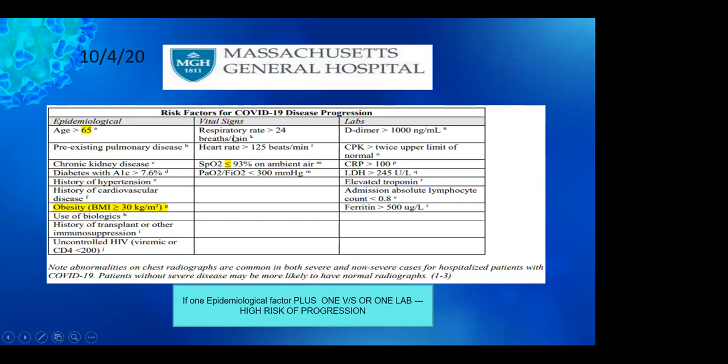So what are the vital signs? Respiratory rate more than 24, heart rate more than 125, saturation less than 93 on room air, and PF ratio less than 300. And in the labs: D-dimer more than 1000, CK more than twice the upper limit of normal, CRP more than 100, LDH more than 245, elevated troponin, lymphopenia less than 0.8 on presentation, and ferritin more than 500. So if one of the epidemiological factors is present along with a disturbance in the vital signs, or an epidemiological factor with one of these lab abnormalities, then there are chances that the disease will progress to the severe category.